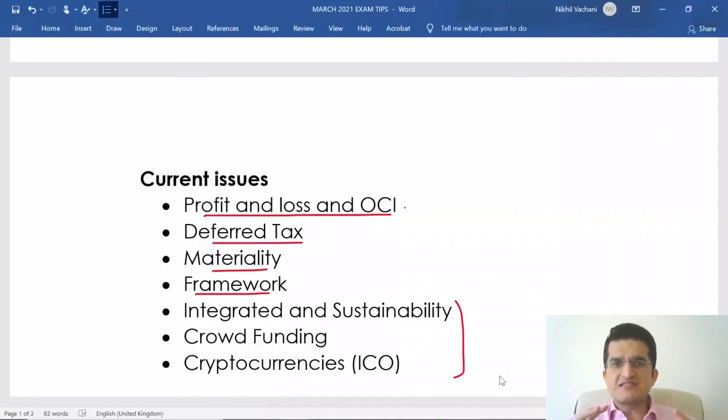Finally, the integrated and sustainability is not a current issue. It's something we've discussed, but make sure the current issue bit is the crowdfunding, how you can raise money through the public, and a special kind of crowdfunding called initial coin offering, which you saw on my screen there.